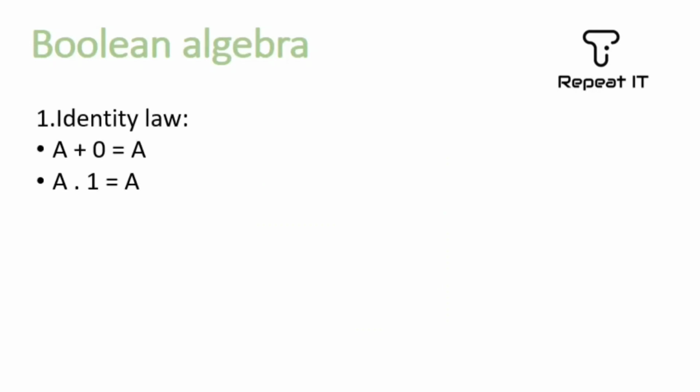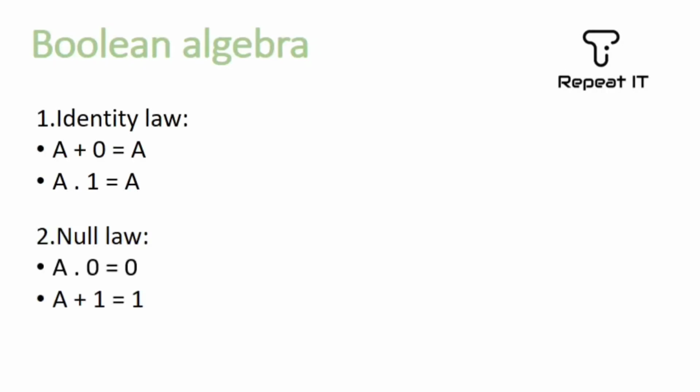This law states that the result of a logical OR between any value A and a false or 0 remains equal to the value of A. That is, if you add any Boolean value of A with a false, the result will always be A. And the result of a logical AND between any value of A and the truth or 1 remains equal to the value of A. That is, if you multiply any Boolean value of A by the truth, the result will always be A.